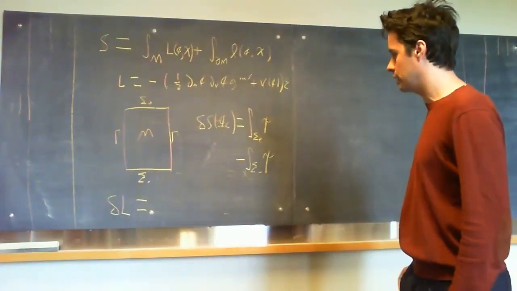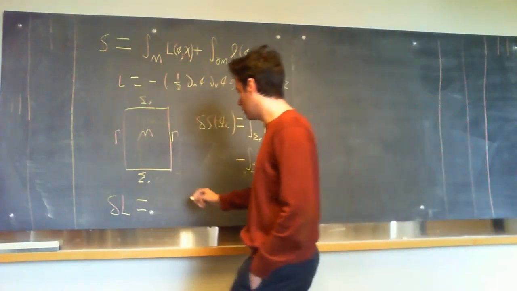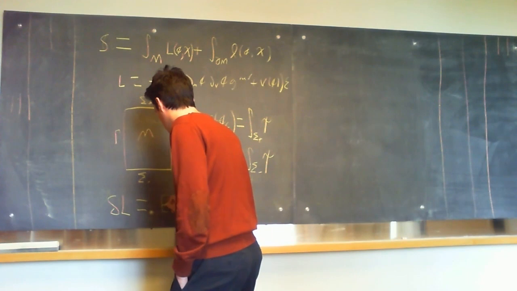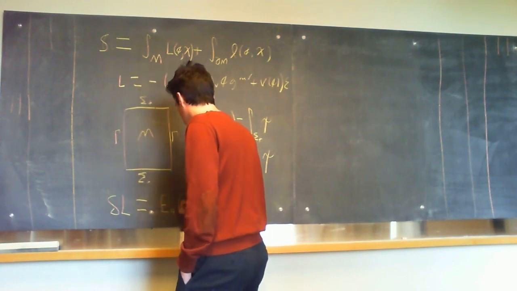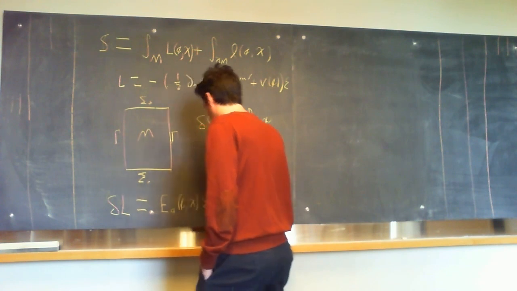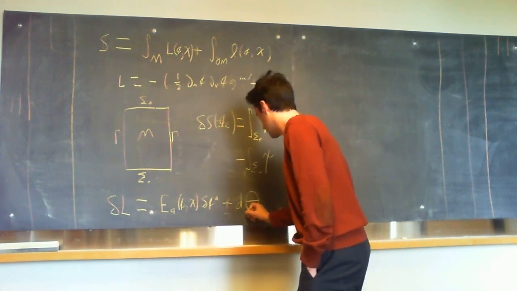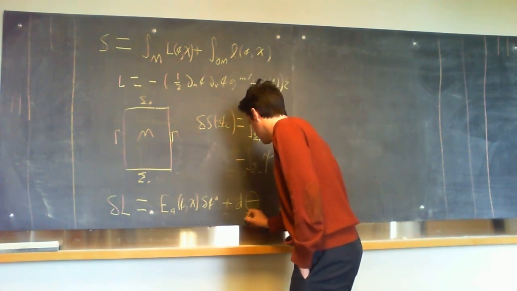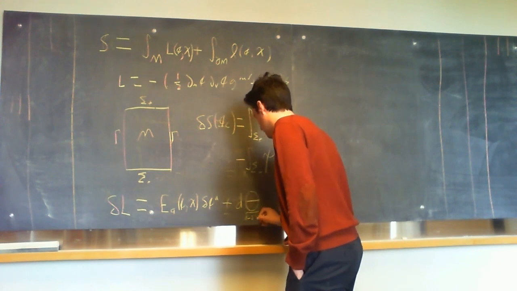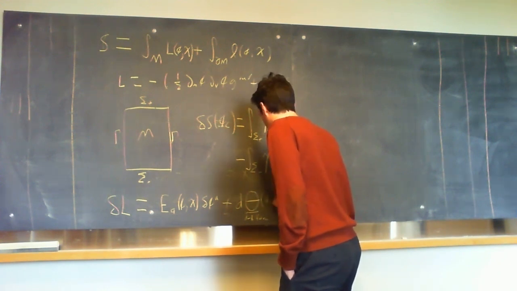Okay. So in computing the variation of the Lagrangian form, you can always rewrite it in the form where you have some E_A, depending on phi and chi, times delta phi^A, plus d of some theta, which is a d minus 1 form, which also depends on phi and chi.